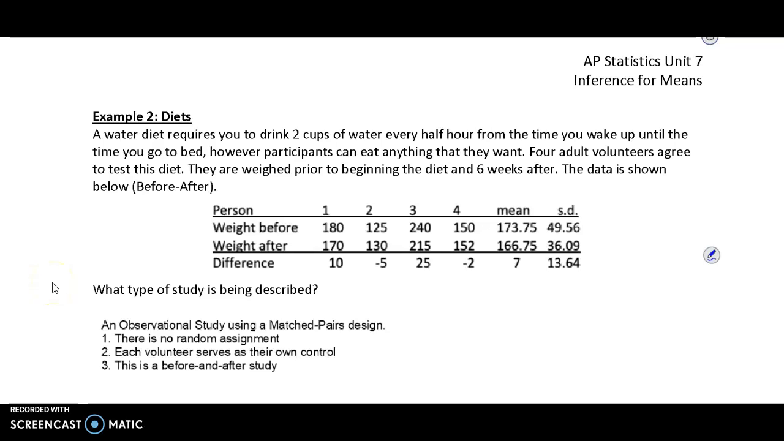All right, so looking at our water diets, again, the issue of small sample sizes. So what type of study is being described? Well, there was no random assignment, so I'm going to have an observational study. And this is an observational study using a matched pairs design. Notice there was no random assignment. Each volunteer served as their own control, and I was doing a before and after study. So this is pretty indicative of a matched pairs design.